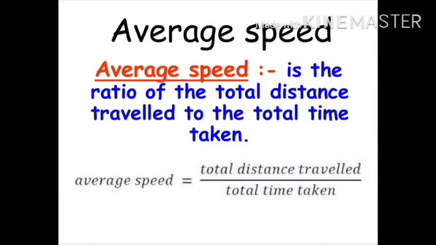Now the average speed. Average speed is the ratio of total distance traveled to the total time taken. Means average speed is equal to total distance traveled by total time taken. And the formula for average speed is v is equal to s1 plus s2 plus s3 and so on upon t1 plus t2 plus t3 and so on.